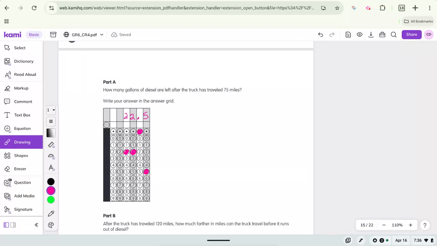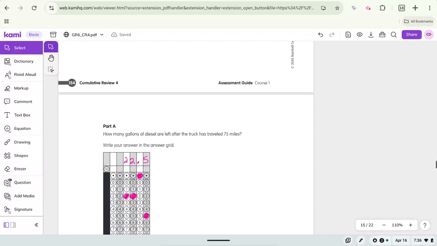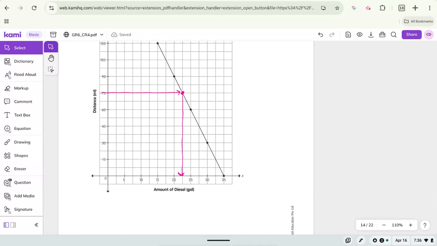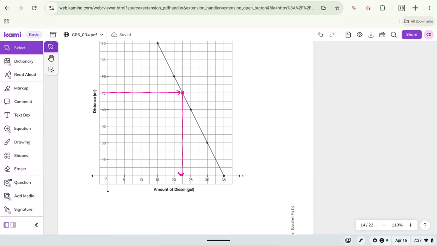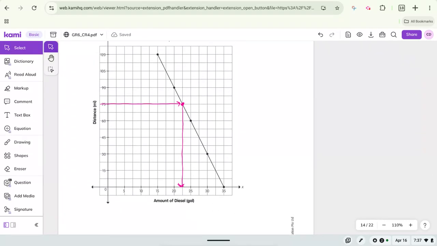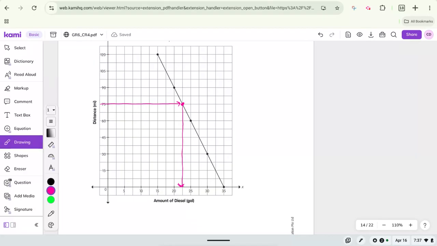After the truck has traveled 120 miles, how much farther in miles can the truck travel before it runs out of diesel? Let's go back to the graph. All right, so 120 miles is way up here at the top. Let me scoot this down just a bit. So I see 120 miles, and I find this point. Then I follow this down to the x-axis to find that that corresponds to 15 gallons of diesel remaining.